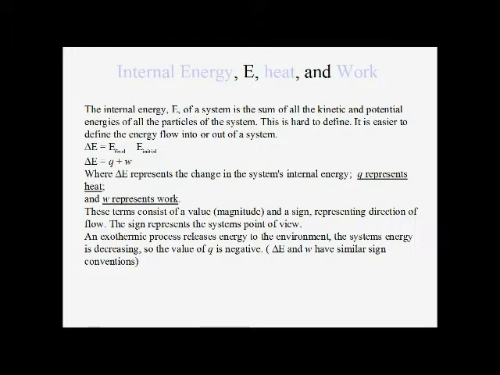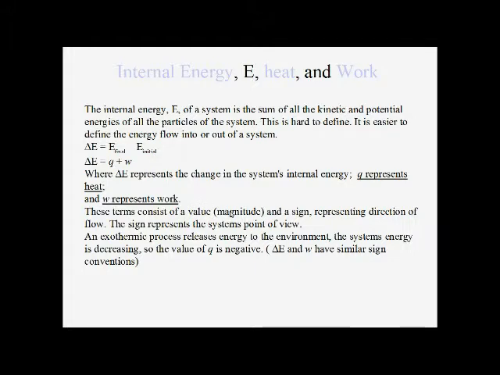Final minus initial. But in this case, the flow of the energy is going to be through two processes, heat and work. So we're going to use Q to represent heat and W to represent work. So our change of internal energy is going to be the sum of Q plus W. Q and W are transfer processes. These are the energies being transferred between the system and the surroundings.